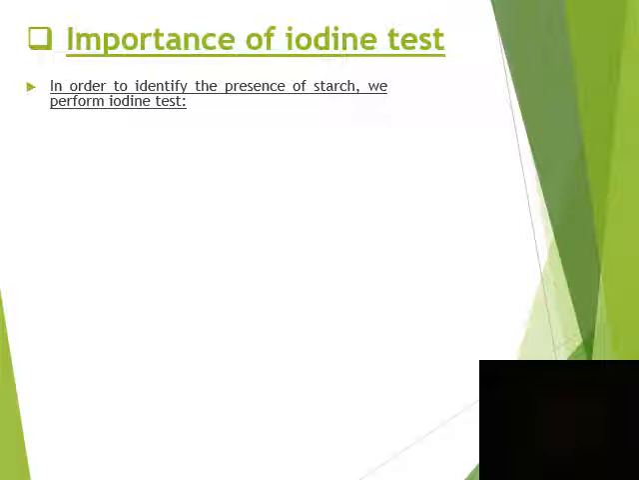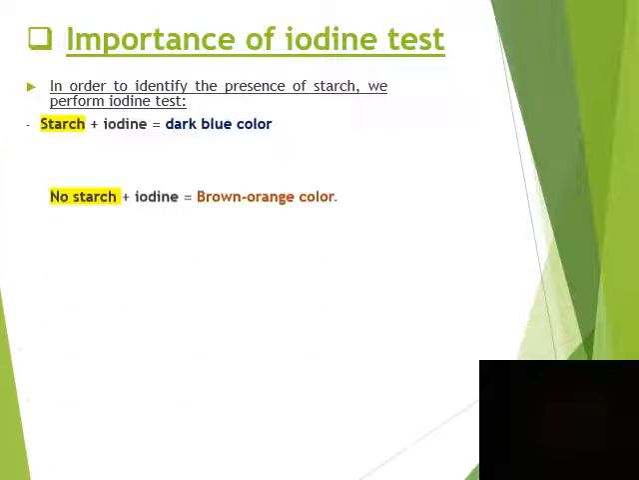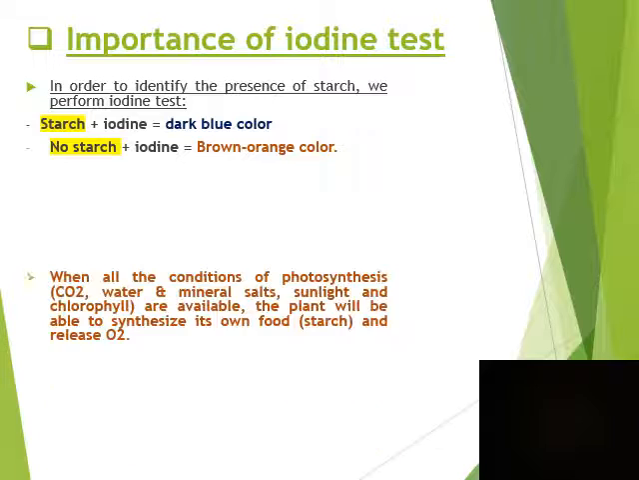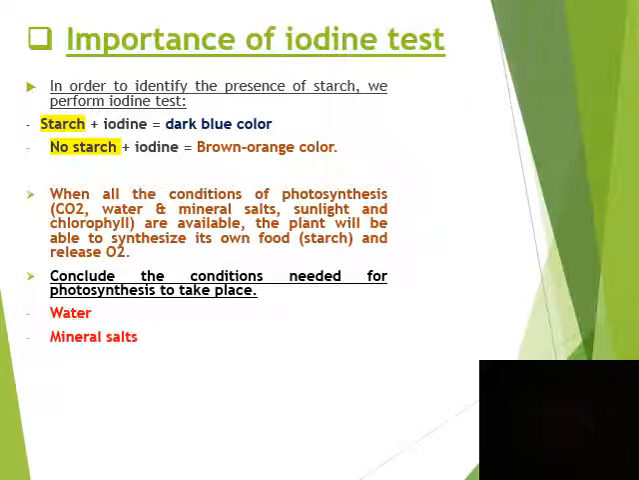What is the iodine test used for in this lesson? As I said, when photosynthesis takes place, it leads to the production of organic material, starch, which is the food for the green plants. How do we test the presence of starch? How can we know that this green plant is producing starch? We use the iodine test. The iodine test is used in order to identify the presence of starch.